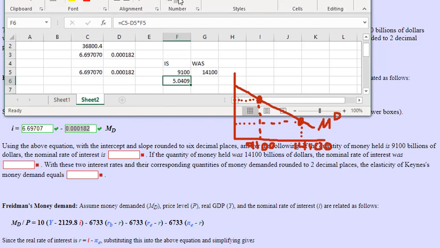Okay. I can reduce the number of decimal places to, I guess, well, I'll keep it at 6. How about that? 2, 4, 6. Now, if I pull this across, what happens? Uh-oh. I got to pull these back, right? So C5 is the intercept minus the slope of D5 times what the quantity of money was, 14,100. So I have an interest rate of 4.13% and an interest rate of 5.04%.